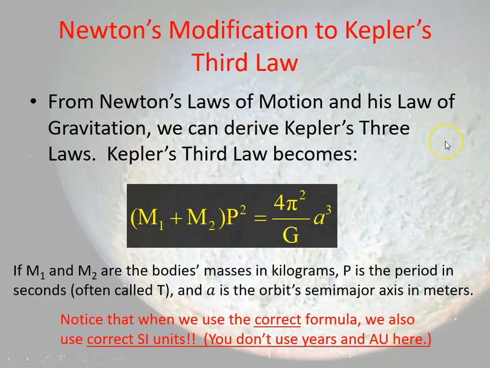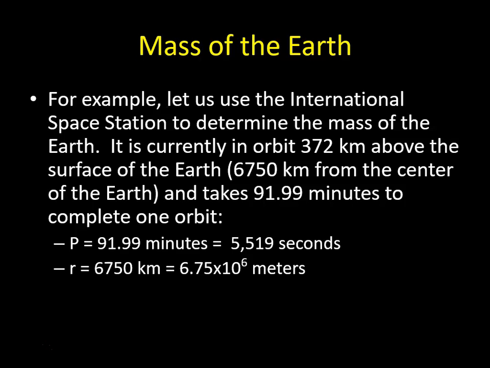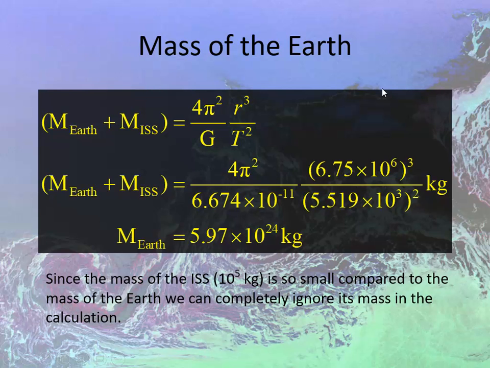So this allows us to make some interesting calculations. Well, consider the International Space Station orbiting around Earth. It takes about 92 minutes to go around once at an orbital radius of 6,750 kilometers. That is 372 kilometers above the surface, making it that far from the center of Earth. So with that in mind, we can plug these numbers into the equation.